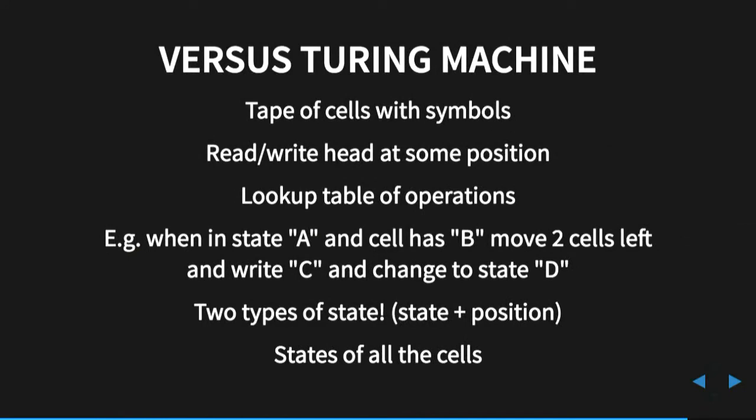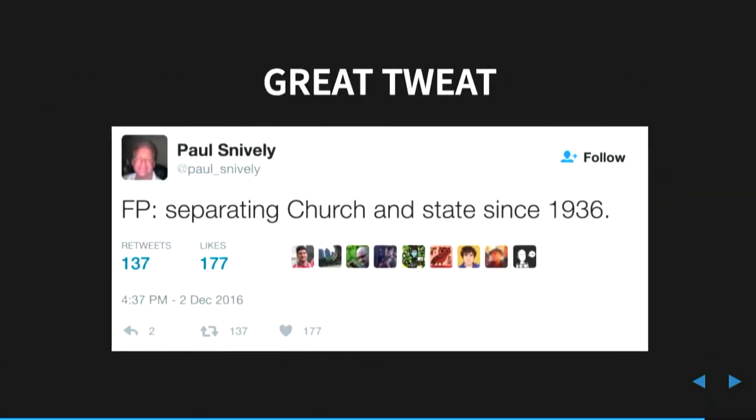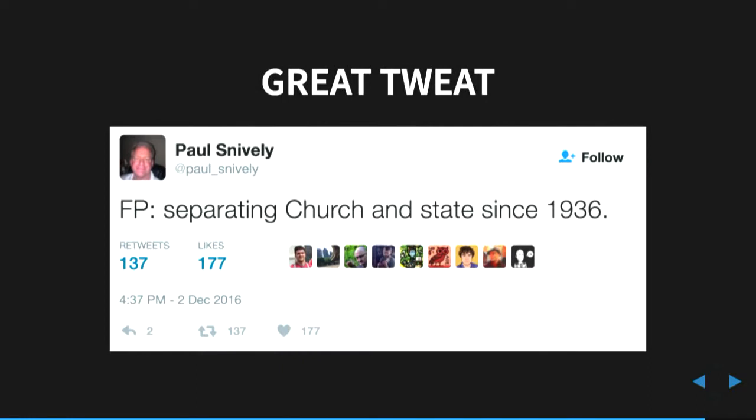If we were to compare all of this to a Turing machine, which is the thing we tend to learn about in university, we typically get a picture of a tape of cells with the symbols and a read-write head in some position, and there's actually a lookup table which can say things as complex as when you're in this state and the cell is another state, then you move some cells in a certain direction and write another state and change to another direction. It actually has a lot of state in it, the internal state, the position of the head, and so forth. It brings me to this fantastic tweet I found. Wonderful.